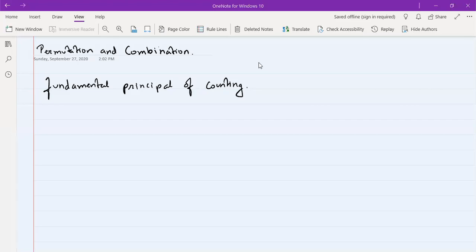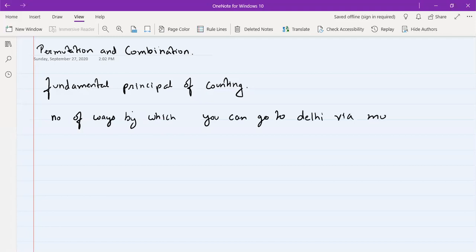Now let's count something. Suppose I gave you a scenario in which you have to count the number of ways by which you can go to Delhi via Mumbai from Vidyanagar.